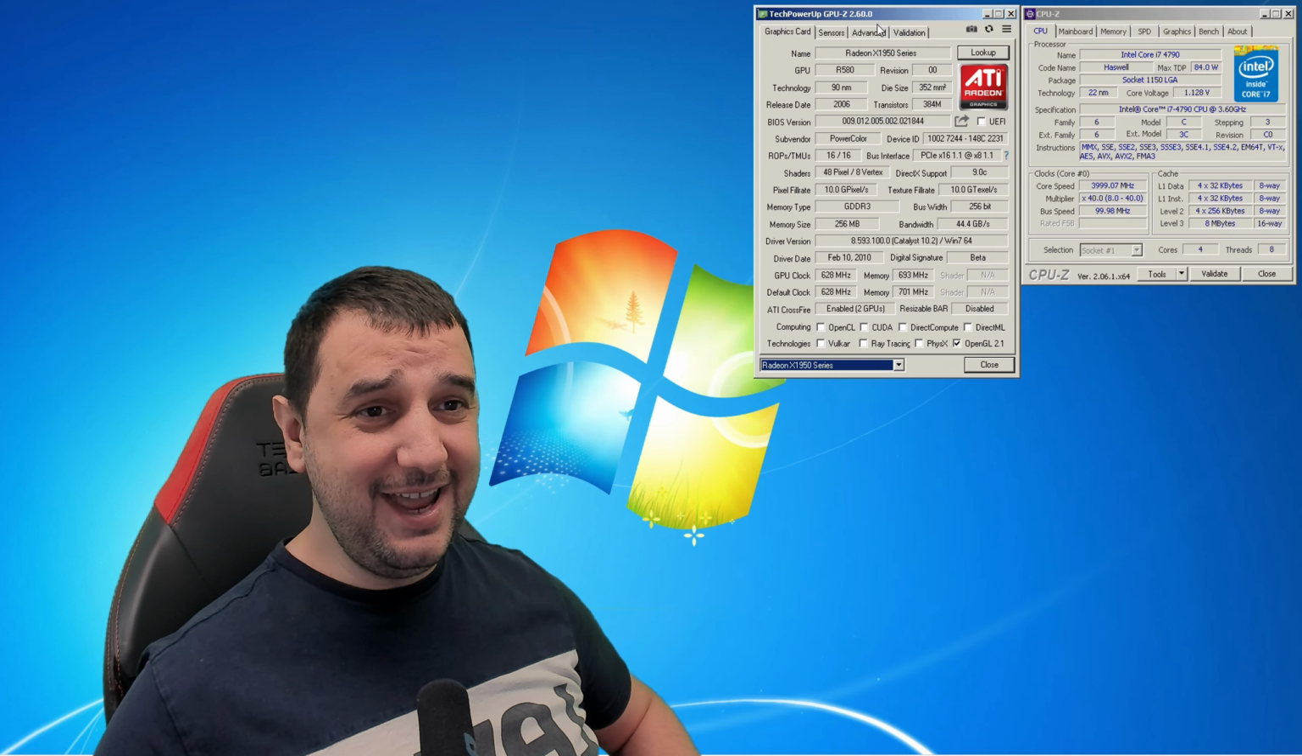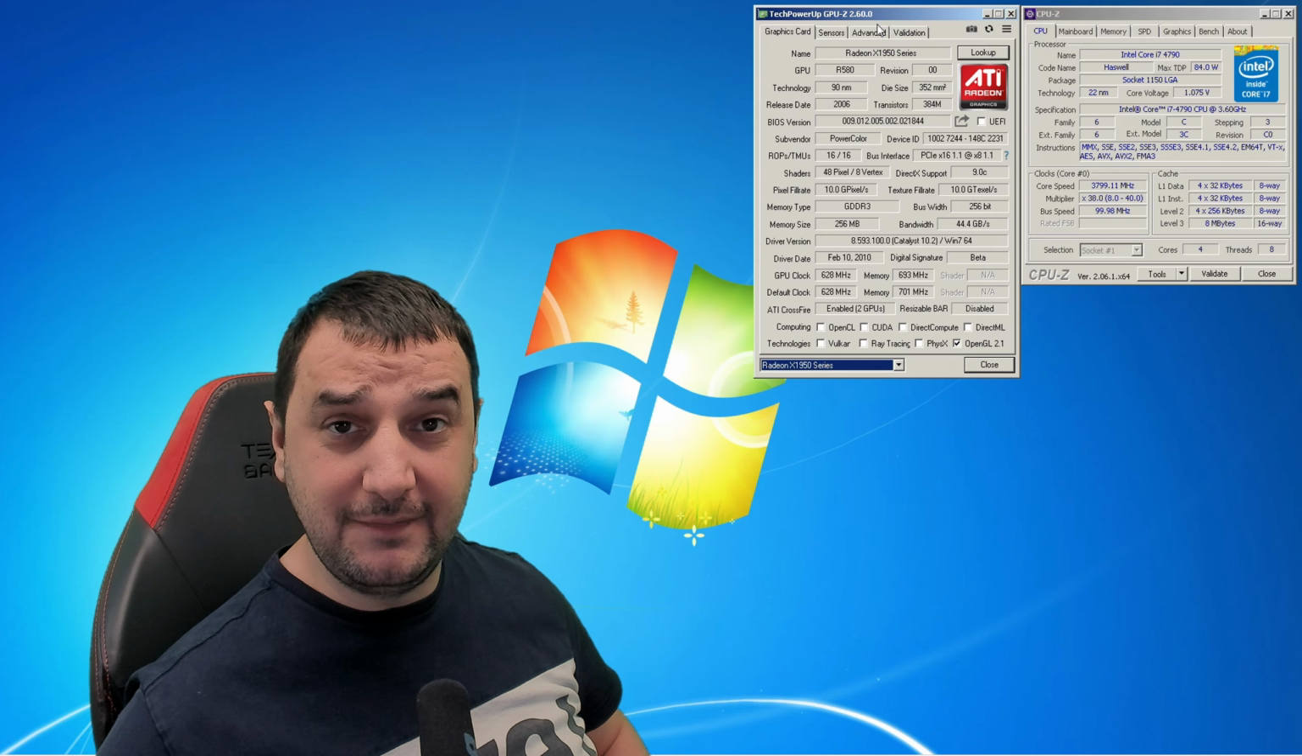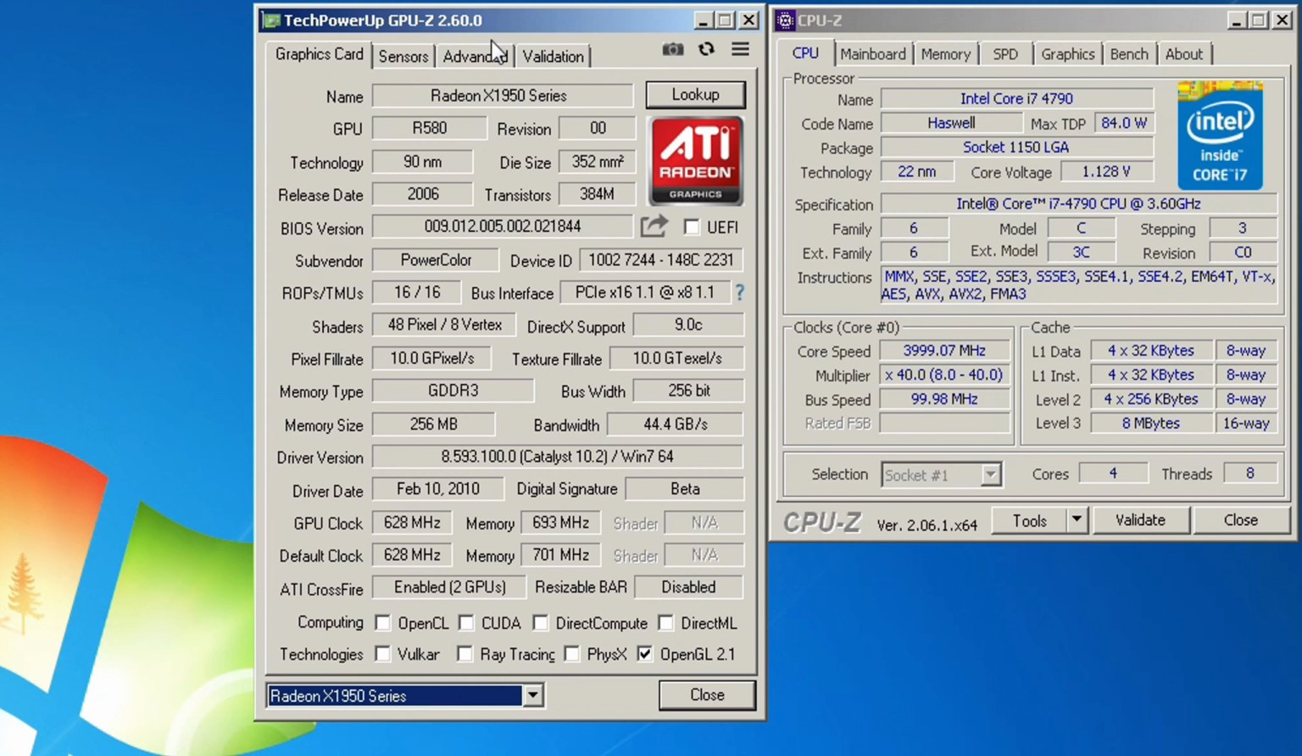We're in today with an ATI Radeon X1950 XT. This is a 2006 video card with 256 megabytes of VRAM, GDDR3, running at 628 megahertz on the core clock and 693 megahertz on the memory clock. It's got a 256-bit bus width, DirectX 9, and we're gonna pair it up today with this i7 4th Gen with 4 cores and 8 threads.